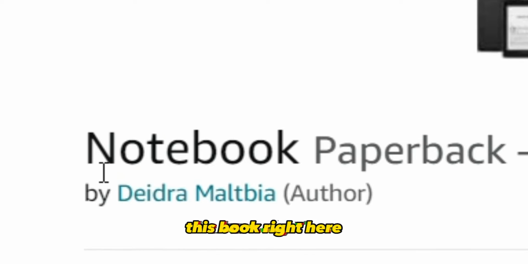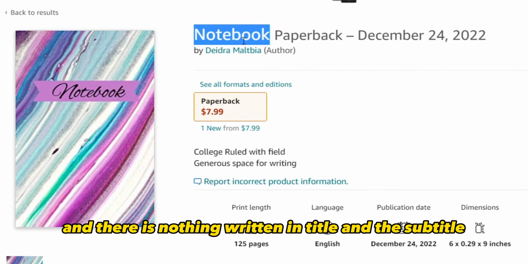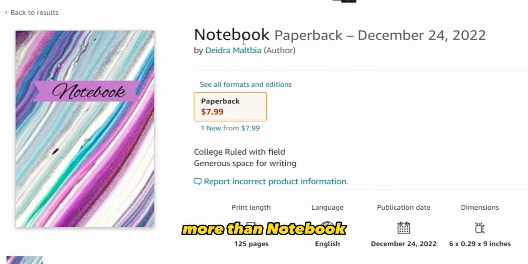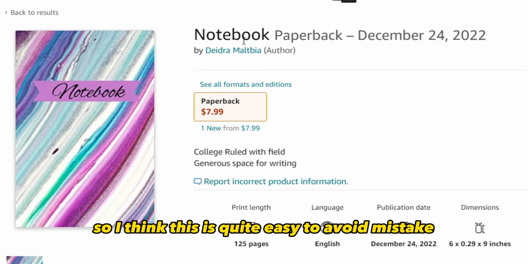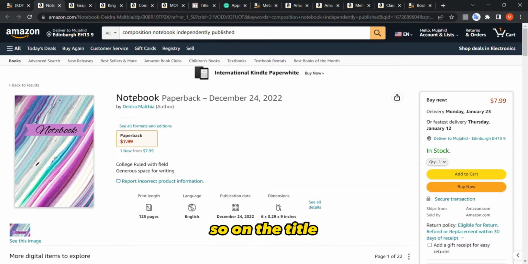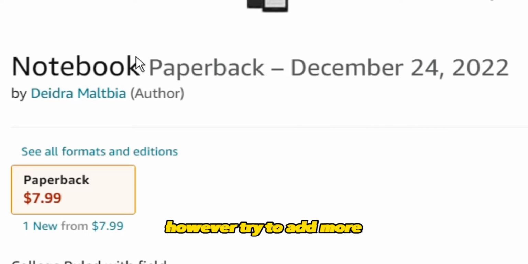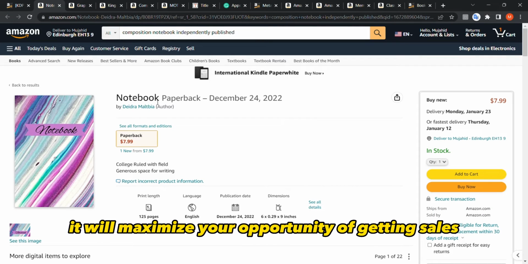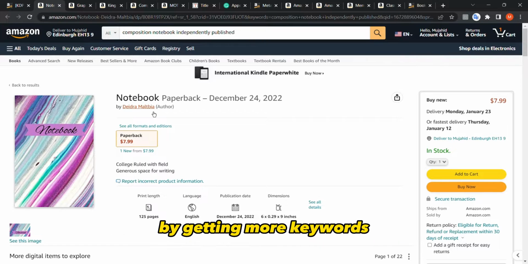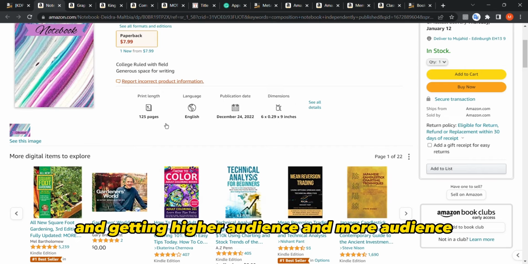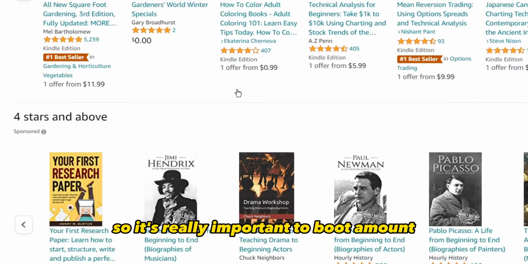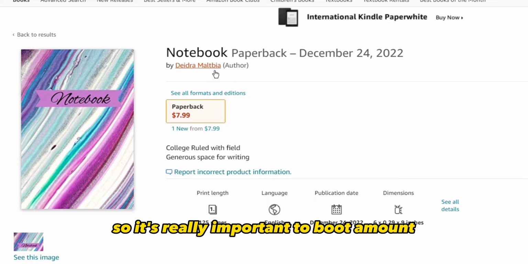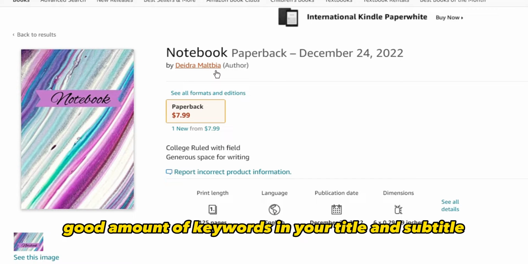So for example, this book right here, it's a notebook, and there's nothing written in the title and the subtitle more than notebook, and this is a disaster. So I think this is quite an easy mistake to avoid. On the title, it's okay to write, for example, notebook. However, try to add more on the subtitle, because it will maximize your opportunity of getting sales by getting more keywords and a higher, more relevant audience. So it's really important to put a good amount of keywords in your title and subtitle.